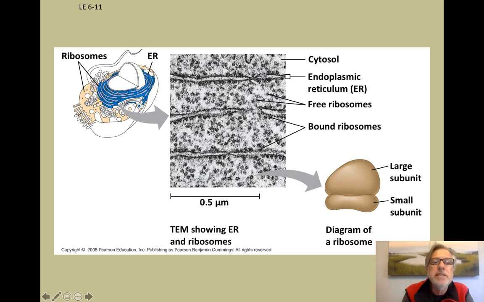Okay, here's what we can see when we look at a micrograph. Here are free ribosomes, and here are bound ribosomes attached to the membrane of the ER. So this is the ER right here, and here are the free ribosomes in the cytoplasm between, or floating around inside the endoplasmic reticulum. And here is a model of a ribosome, the two subunits. And I like to say that it looks like a brioche hamburger bun. It has a large subunit on top and a small subunit on the bottom.